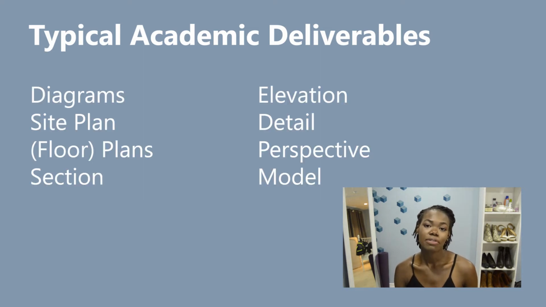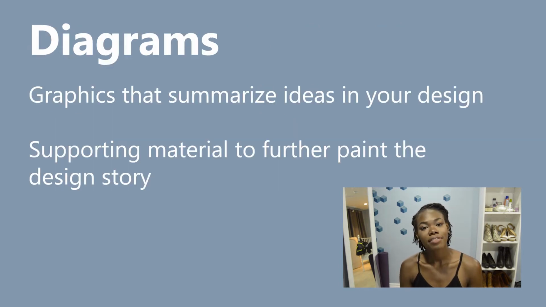So your typical academic deliverables usually include a diagram, site plan, floor plan, section, elevation, detail, perspective, and model. So diagrams are graphics that summarize your design and further to help paint your story. And like in the case of Bjarke Ingels Group, they might produce one principal graphic, like the one that I showed, that would be their Parti, but they also like to produce multiple diagrams that might talk about sunlight or ventilation or people walking through their spaces or egress.